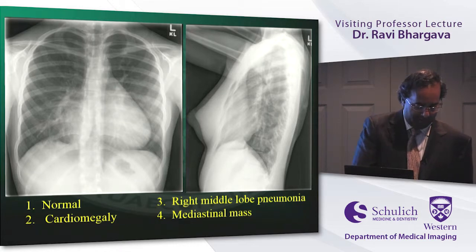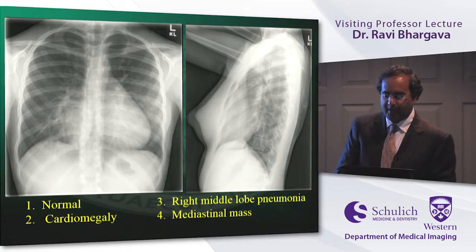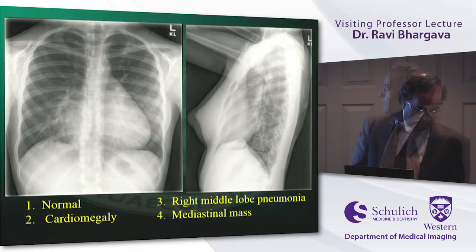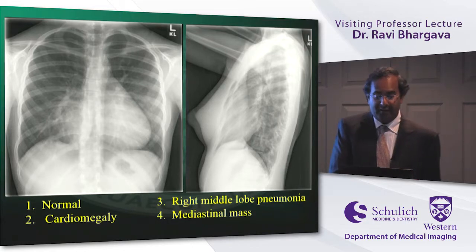Is this normal? Does she have cardiomegaly? Does she have right middle lobe pneumonia? Or does she have a mediastinal mass? The most common response was that this is normal.